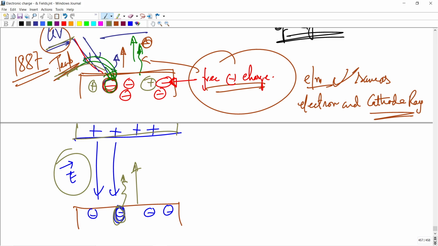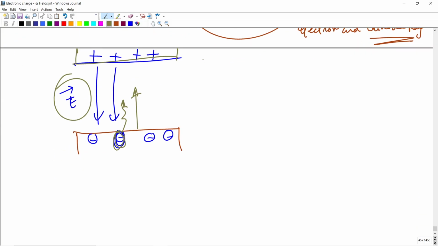So J.J. Thomson proved the particle nature of the electron in 1887, when he discovered it. That's why he was awarded the Nobel Prize. And another scientist is R.A. Millikan.